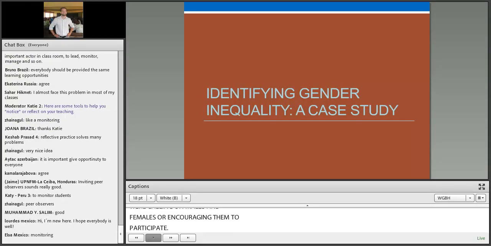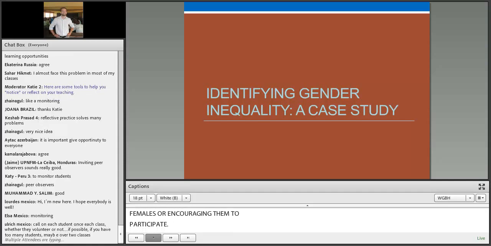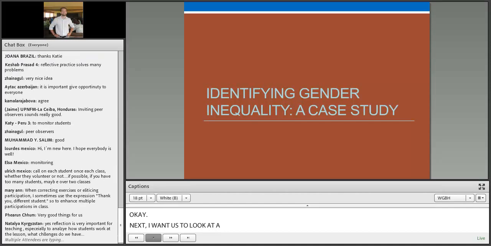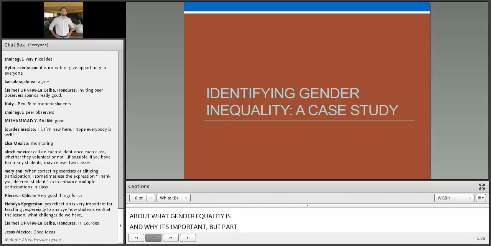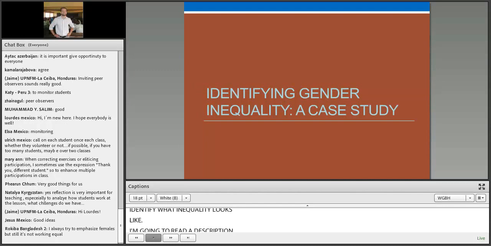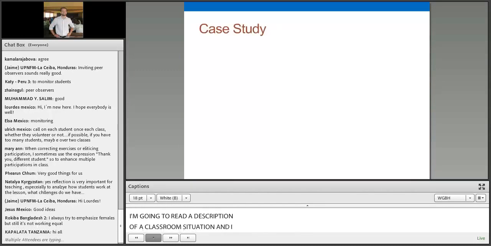Next, I want us to look at a case study because we have talked about what gender equality is and why it's important, but part of promoting equality in your classroom is being able to identify what inequality looks like. I'm going to read a description of a classroom situation, and I want you to think about what is happening in the classroom that is not equal.